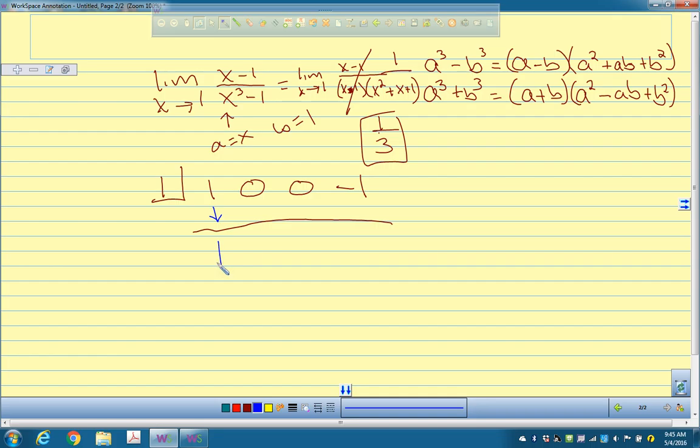Okay? 1 times 1 is 1. Add those together, you get 1. This times this is 1. Add those together, you get 1. This times this is 1. And you get 0, which means that, since I'm assuming that 1 is a root, this is the other factor. So this factors to x minus 1 times 1x squared plus 1x plus 1. See it? Okay? So that's another way I could come up with this. You remember that? Okay?